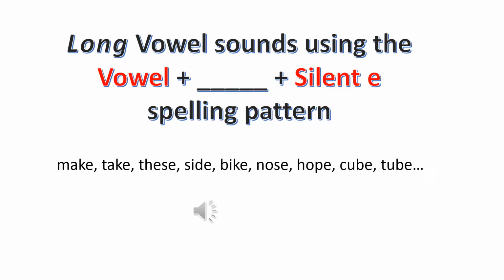In this video, we will take a look at how the vowels turn into long-sounding vowels when you add a silent E at the end of the word. Here are some examples: make, take, these, side, bike, nose, hope, cube, tube, and there are many, many more.